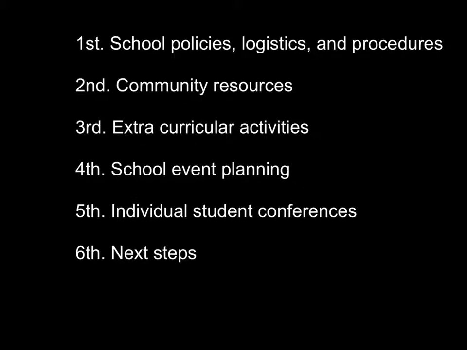The third meeting would be extracurricular activities, plays, sports, clubs. They could get the information for these types of things, get questions answered. The fourth meeting would be school event planning. This would be a time when they would take a direct action in the events of the school, planning particular things. Fifth would be individual student conferences. Oftentimes, immigrant parents with the language barrier don't come to conferences.